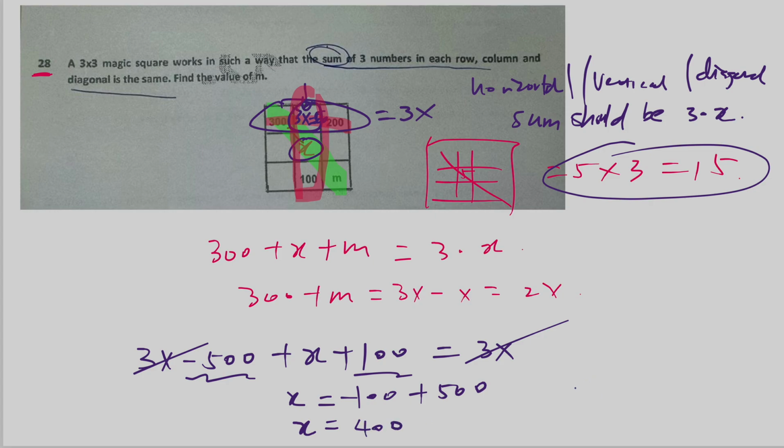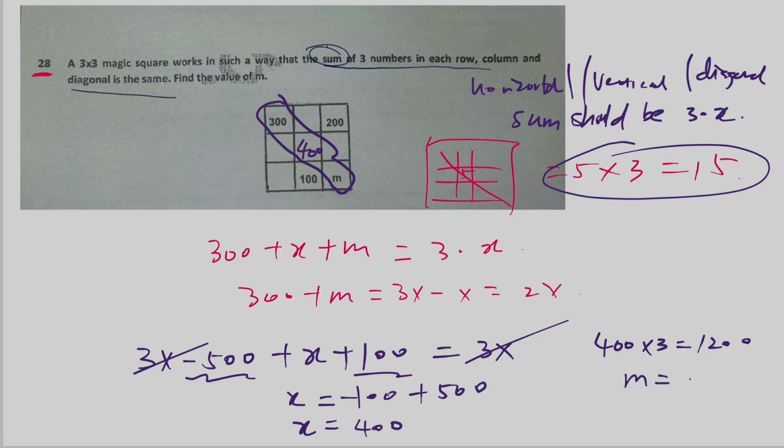With this, if x is 400, I'm going to erase this. I know that the diagonal sum is 400 times 3, so it's 1200. So your m has to be 1200 minus 700. In this case, it's 500. So that's how you solve this question.